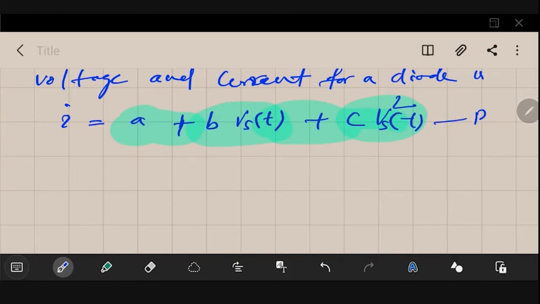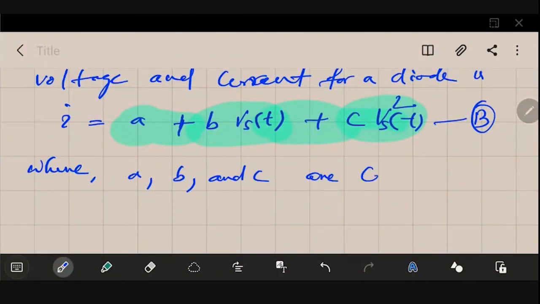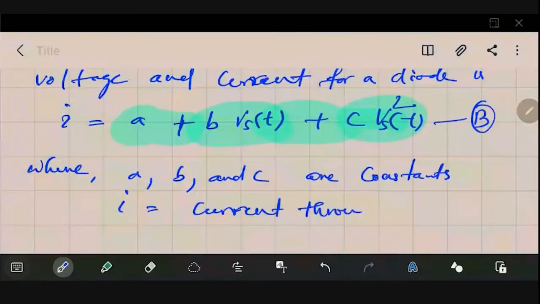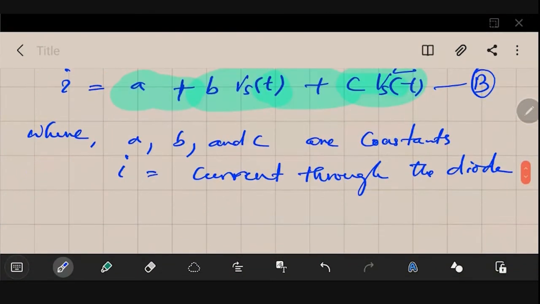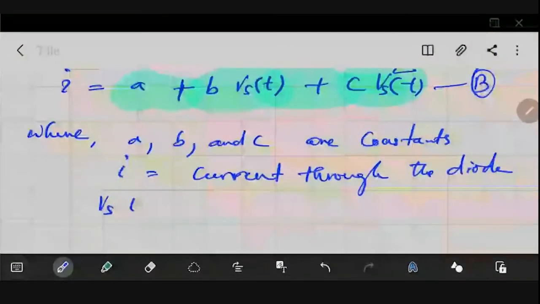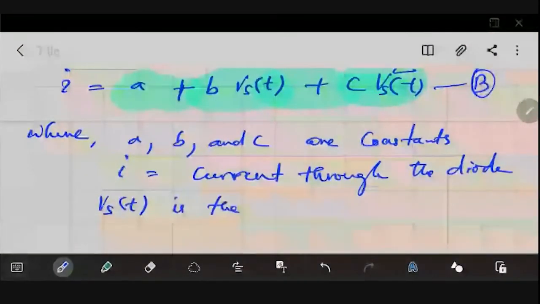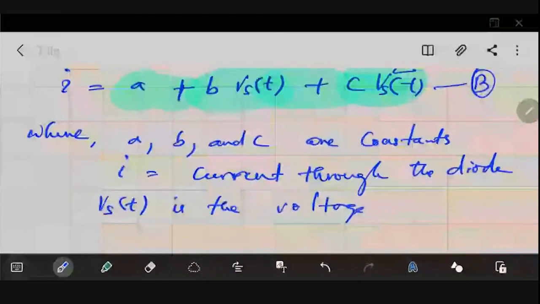Let it be equation number B, and let me tell you what A, B, and C are. They are just constants. Here, I is the current through the diode, and obviously Vs of t is the voltage across the diode.